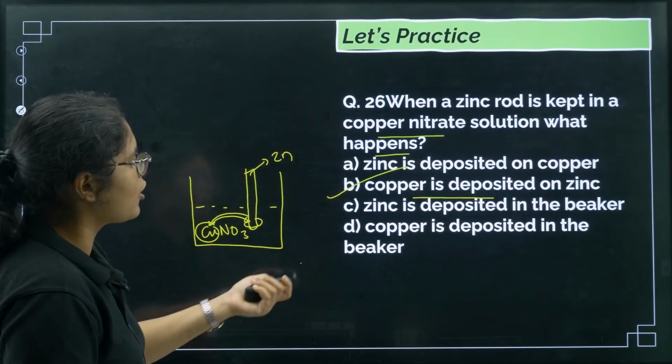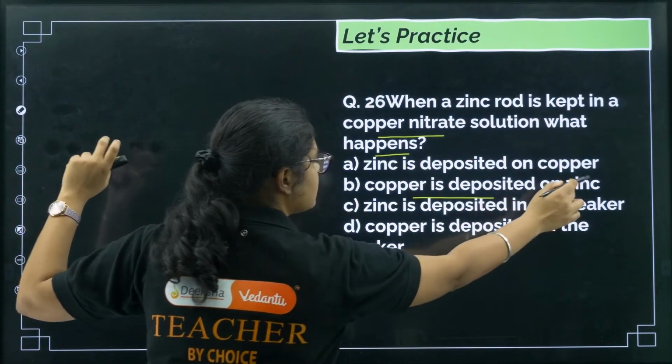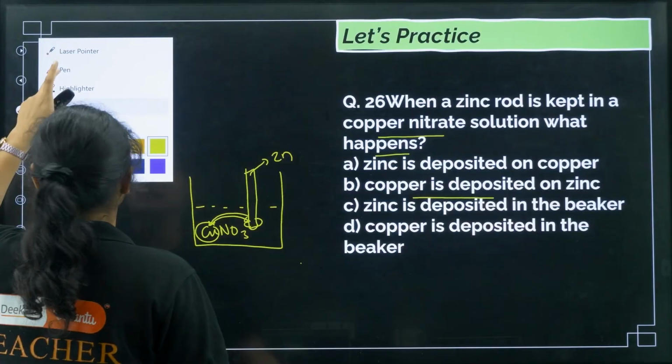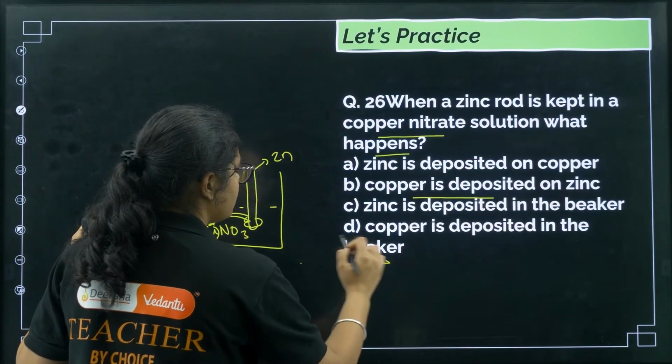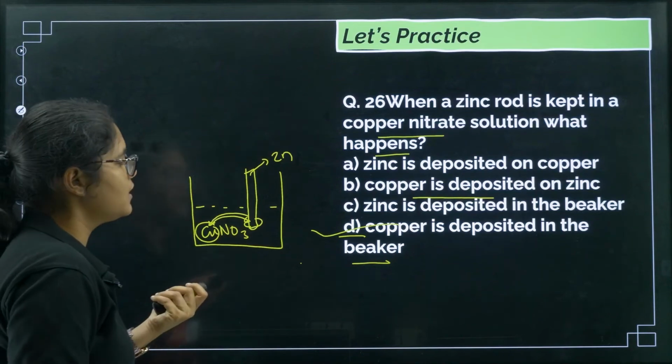Or we can write copper is deposited in the beaker only. So that will be more probable answer because it is not zinc, it is on the rod. So that is why we can write copper is deposited on the beaker. Zinc will replace, copper will be reduced here.